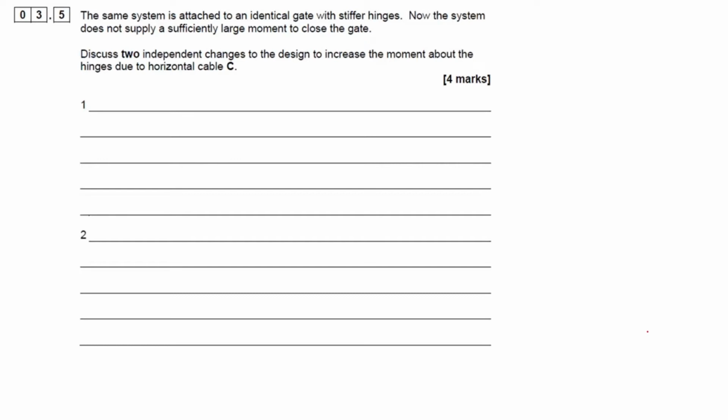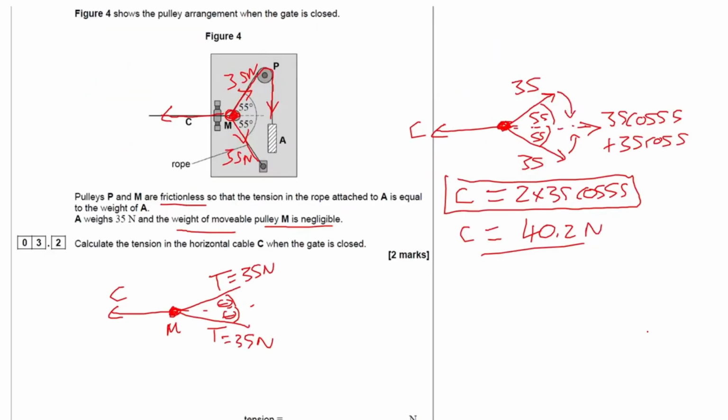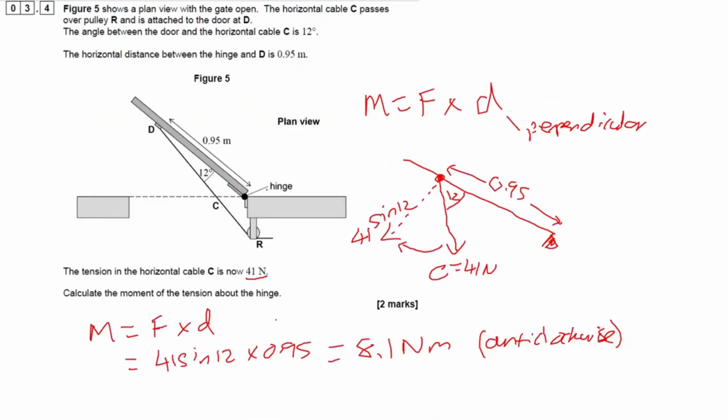For the last question of question 3, we have to discuss changes that would need to be made with the design, seeing that if there are stiffer hinges, when you open it, the weight of the attached cylinder is not enough to close it. So this weight here is not enough to close the gate. So if we go back to this example, if this gate was open and it stays opened and it's not closing, remember, for it to close, it needs to have an anti-clockwise moment. It needs to have a moment to bring it back closed.